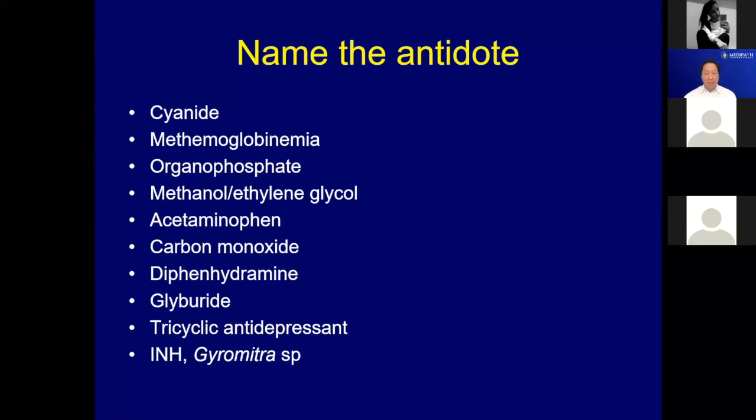Cyanide. We actually have two antidotes for that. Hydroxocobalamin, or the old one, which is the cyanide antidote kit. We call it the Lilly antidote kit. It has 3 parts. Good. Next one, methemoglobinemia.